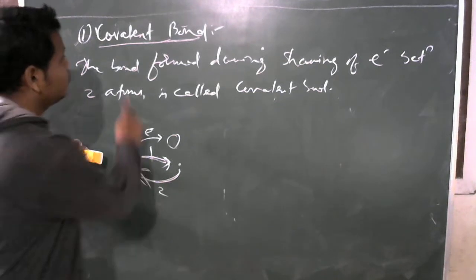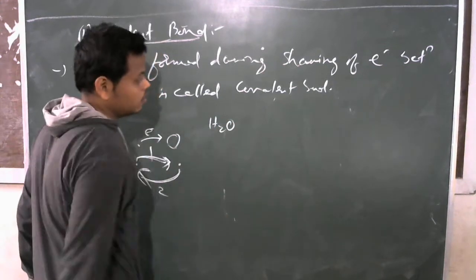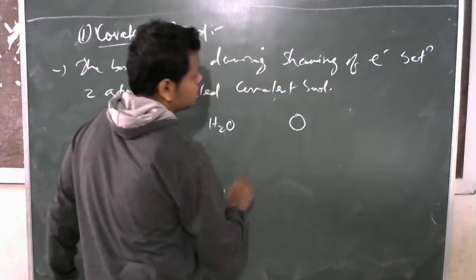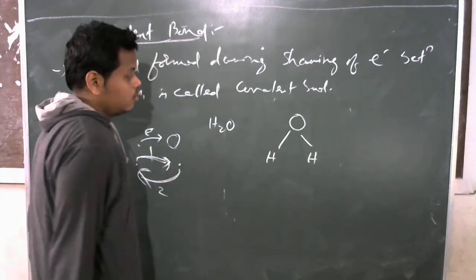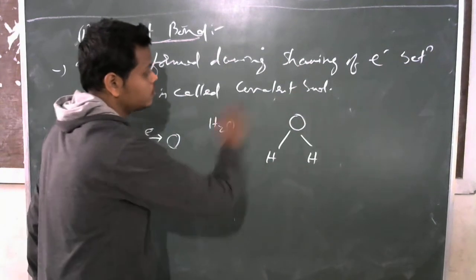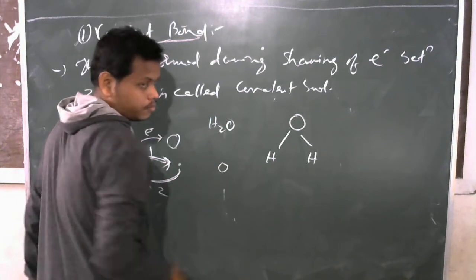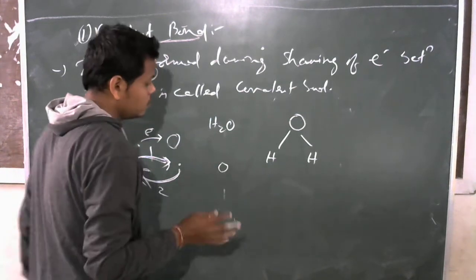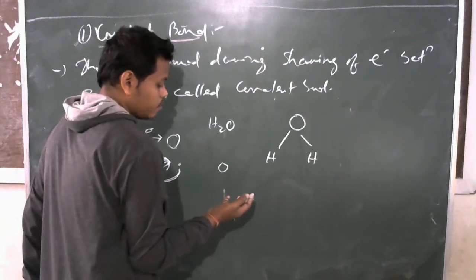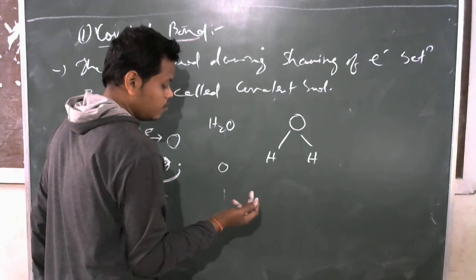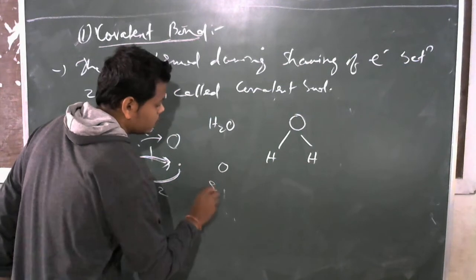If the bond is formed due to sharing of electrons, suppose we discuss the water molecule. In a water molecule, one oxygen atom is combined with two hydrogen atoms to form the H2O water molecule. How is this possible? Oxygen. What is the atomic number of oxygen? 8. So the atomic number of oxygen is 8.